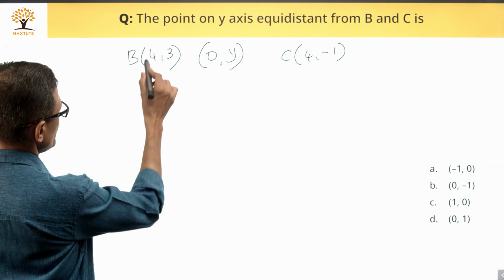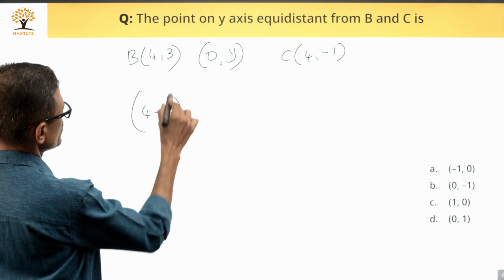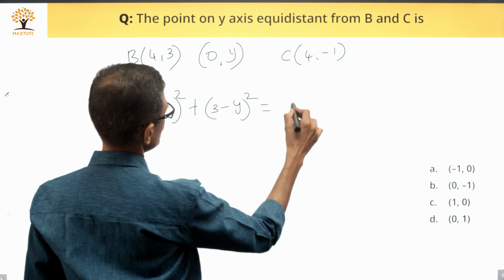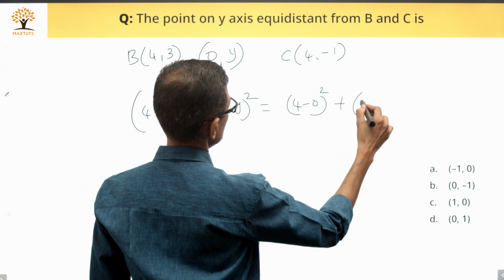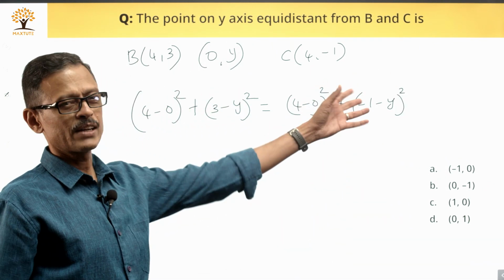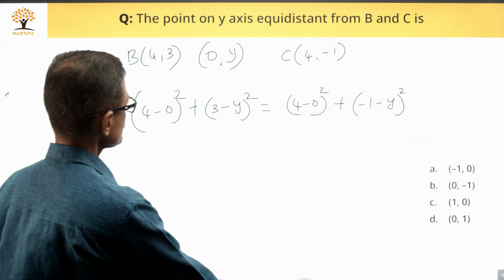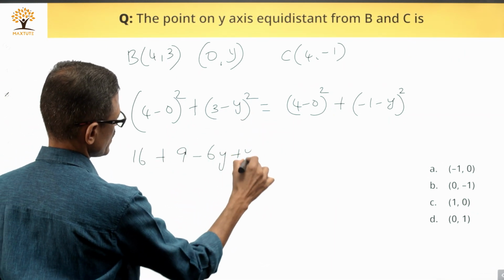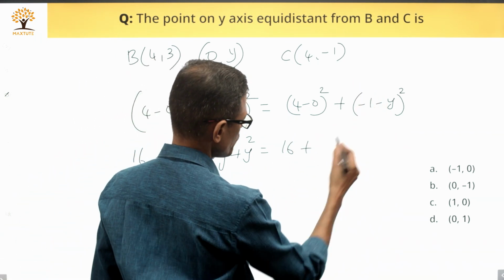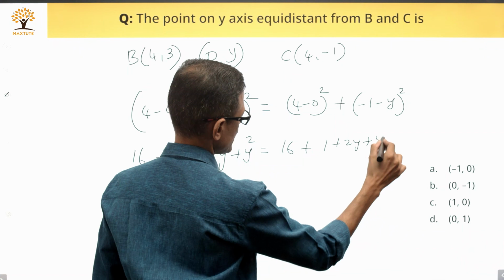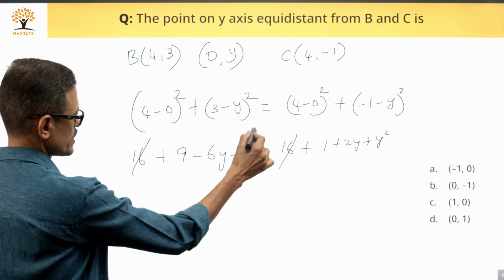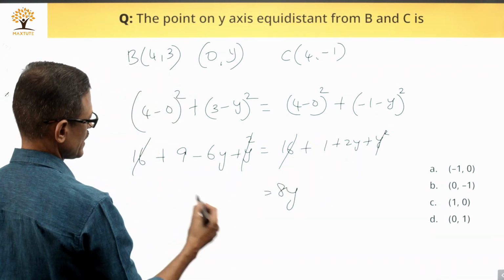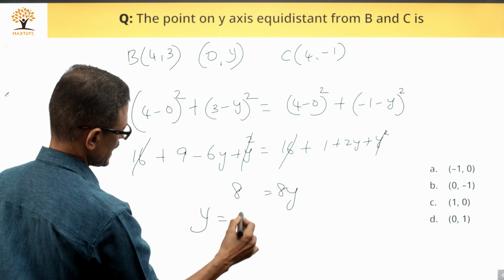So, this is (x2 - x1) the whole square, which is (4 - 0) the whole square, plus (3 - y) the whole square, is equal to (y2 - y1), which is again (4 - 0) the whole square, plus (-1 - y) the whole square. Because you are squaring it, (y - 1) or (-1 - y) is absolutely fine. Right. This is 4 square, 16, plus expand this: 9 - 6y + y square, is equal to 16. This becomes 1 + 2y + y square is what we have. 16 gets cancelled with 16 on both sides, y square gets cancelled with y square on both sides. Take this -6y to the right hand side, which is going to make it 8y, 1 to the left hand side, which is going to make it 8. y is equal to 8 by 8, which is equal to 1.